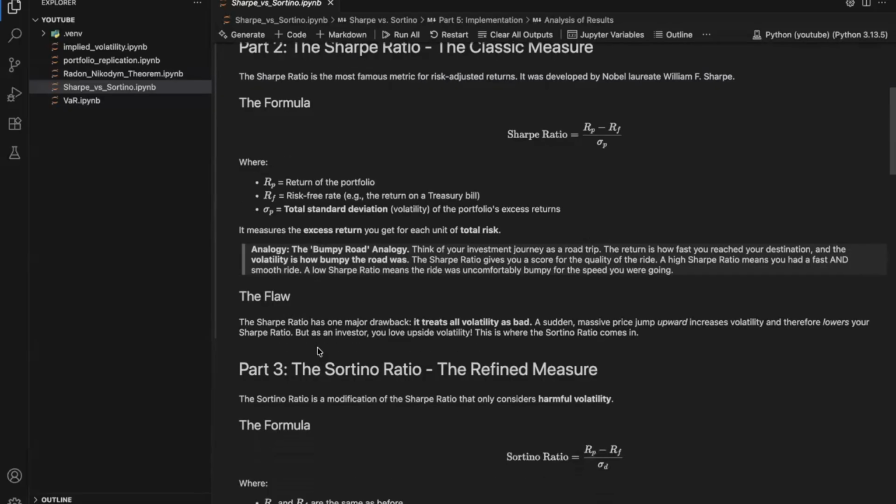But the Sharpe ratio has a flaw. It treats all volatility as bad. A massive, unexpected price jump upward is a good thing for you, but it increases the volatility and actually lowers your Sharpe ratio. That doesn't feel right, and that's exactly why the Sortino ratio was created.